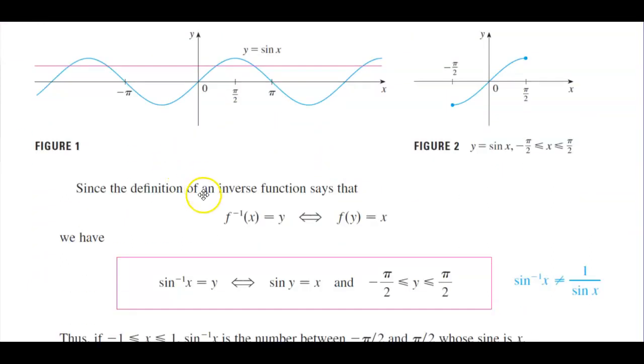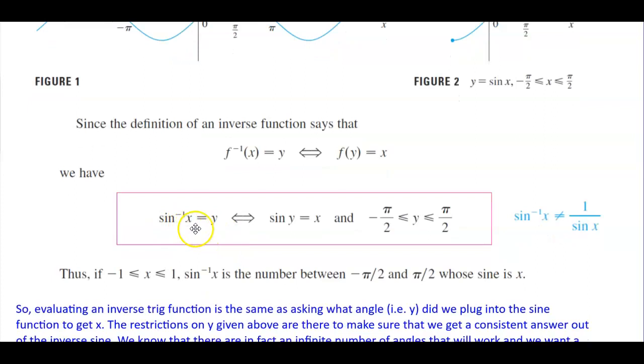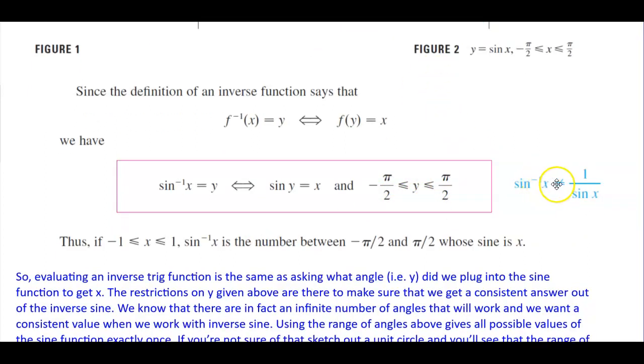Now, since the definition of an inverse function says that f inverse of x equals y implies that f of y equals x, we have the following. We say that sine inverse of x equals y implies that the sine of y equals x, such that y is between negative pi over 2 and pi over 2, or the angle for sine is between negative pi over 2 and pi over 2. And keep in mind that sine inverse x does not equal 1 over the sine of x.